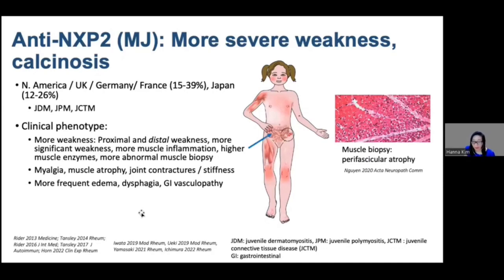There also may be more frequent edema or swelling, trouble with swallowing or dysphagia, and changes in the vessels in the gastrointestinal tract, which is where the arrow is pointing. This is not a common finding, but it can be very severe. It can lead to trouble absorbing food and nutrients, ischemia, loss of circulation, and bowel perforation or bowel loss in the most extreme form.